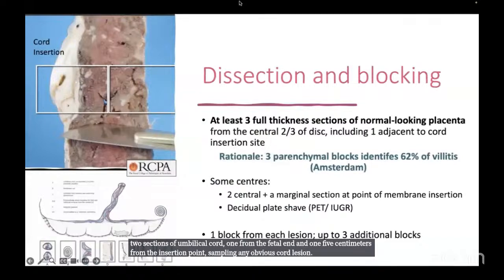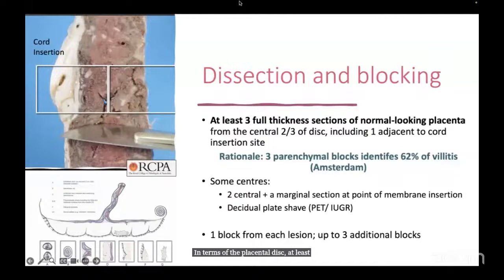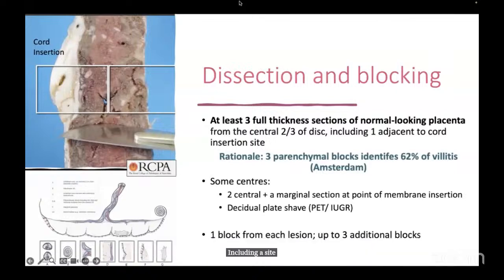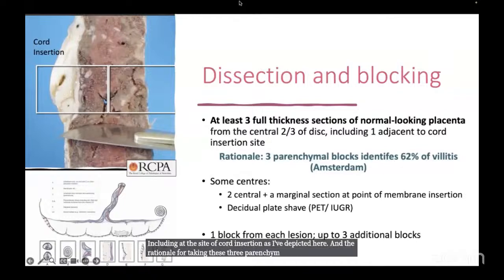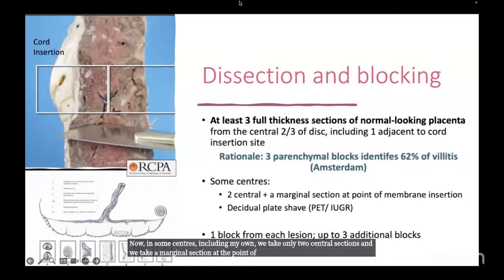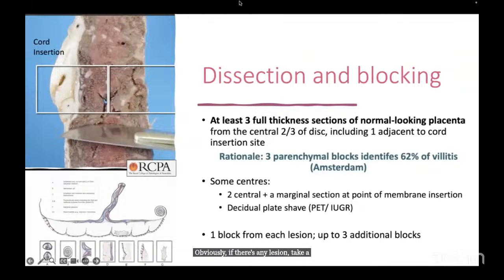In terms of the placental disc, at least 3 full thickness sections of normal looking placenta from the central 2/3 of the disc is recommended, including a site at the site of cord insertion, as I've depicted here. And the rationale for taking these 3 parenchymal blocks is to increase the pickup of chronic villitis. Now, in some centres, including my own, we take only 2 central sections, and we take a marginal section at the point of membrane insertion. And some centres also elect to take a decidual plate shave, particularly in the setting of preeclampsia or fetal growth restriction. Obviously, if there's any lesion, take a block from each lesion, up to 3 additional blocks.